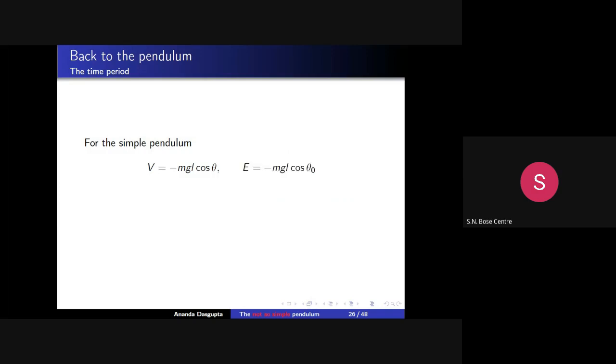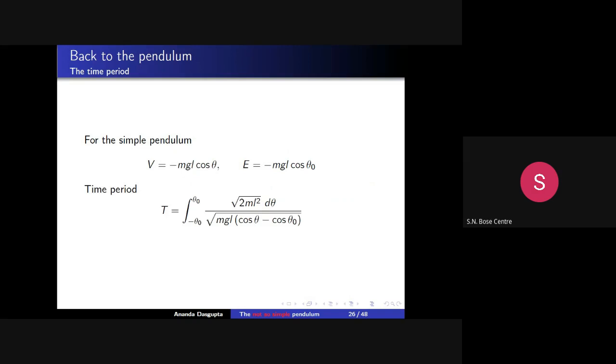Okay, for the simple pendulum, let's go back to our formula. That is, V is given by this. Energy, of course, is minus mgl cos theta 0, where theta 0 is the amplitude of the oscillation. Right? And so our formula for the time period, just the formula we have been using so far, is an integral from minus theta 0 to plus theta 0 of, this is square root of E minus V in the denominator. And because we are talking of theta here, what should go in place of m is ml square. You have this root over 2m in the formula, now you have root over 2ml square. Other than that, this is just energy conservation turned around on its head.